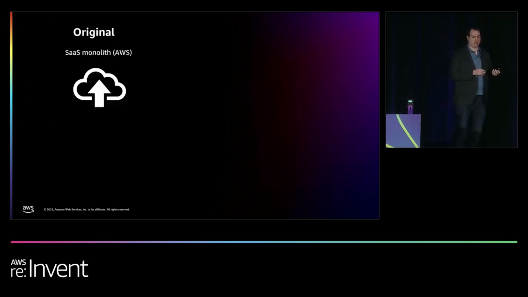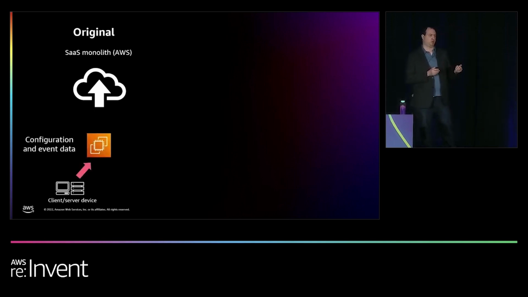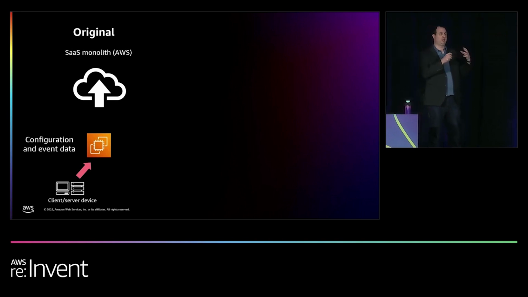So if we look at our architecture, our original architecture was a SaaS monolith running inside of AWS that we owned and managed. We've got the client server devices that are on our customer sites. And we were sending all of the configuration and event data through EC2 instances. So we had EC2 nodes behind load balancers running our application, and then they would interact with the database, a very common architecture design for client server.